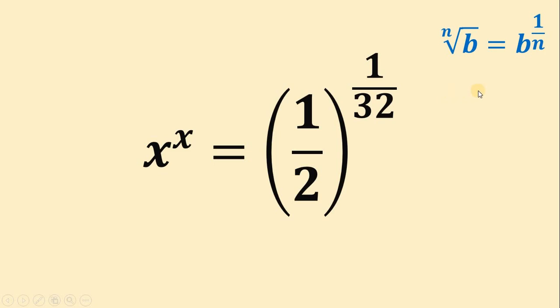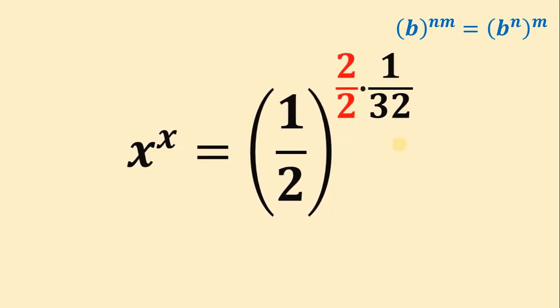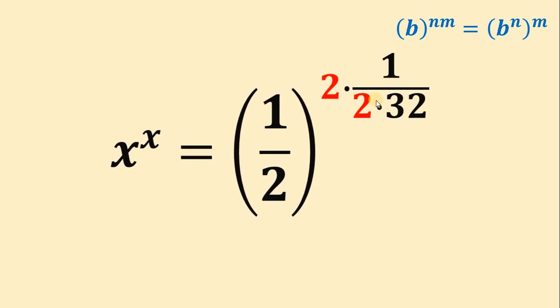So let's have again some laws of exponent. Take note that if we have b raised to the power of n times m, it is equivalent to b raised to the power of n, raised to the power of m. So what we're going to do here is to multiply this 1 over 32 by a number that is equal to 1, and that is 2 over 2. This is just 1, of course. Now, 2 over 2 times 1 over 32 can be written like this: 2 times 1 over 2 times 32.